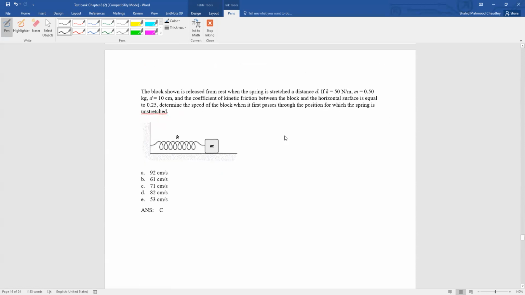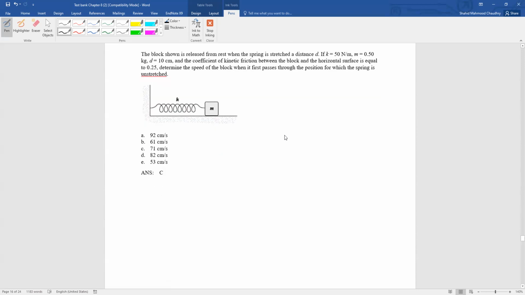Okay. After this, now see this problem. The block shown is released from rest when the spring is stretched a distance d. So it means the spring is stretched. Stretched means this one. This is a spring mass system. So it is here, and the d value is this one.